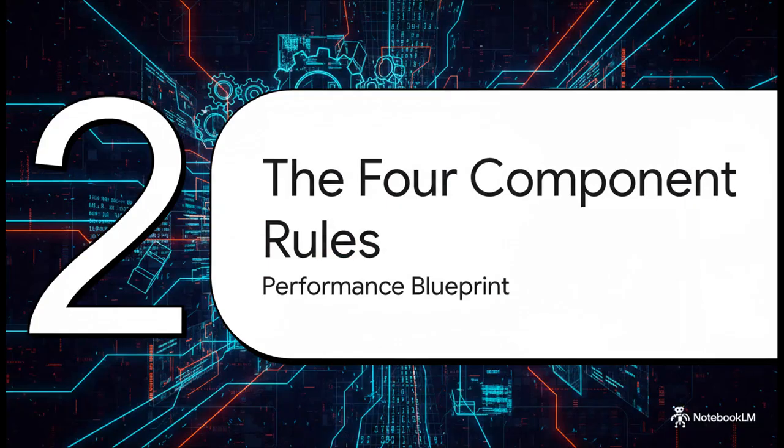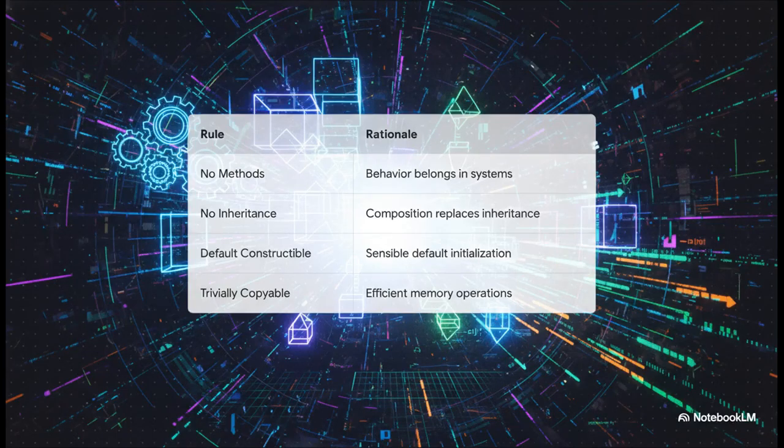So, to enforce this purity, every single component you write in V-Engine has to follow 4 strict, unbreakable rules. Think of these rules as the blueprint that guarantees our data is perfectly set up for high-speed processing, easy saving and loading, and parallel execution. Okay, so what's really cool here is how each one of these rules directly maps to a performance goal. Rule 1, no methods. Why? Because all the behavior, all the logic lives in systems.